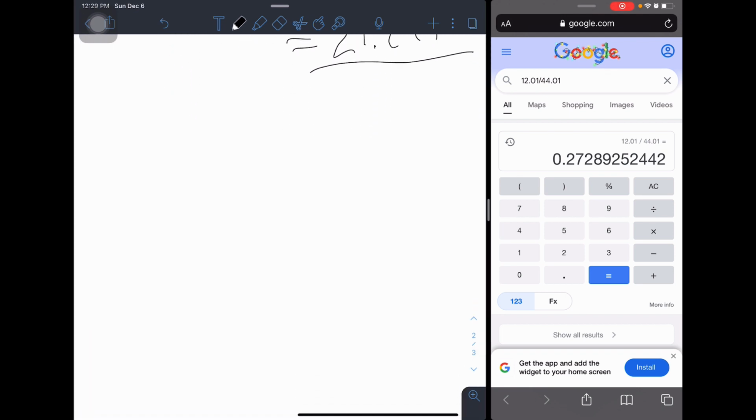And this is important for finding empirical and molecular formulas. Empirical formula is basically the formula of the simplest ratio of the substance, and then the molecular formula is the actual amount of each atom that's in the substance.